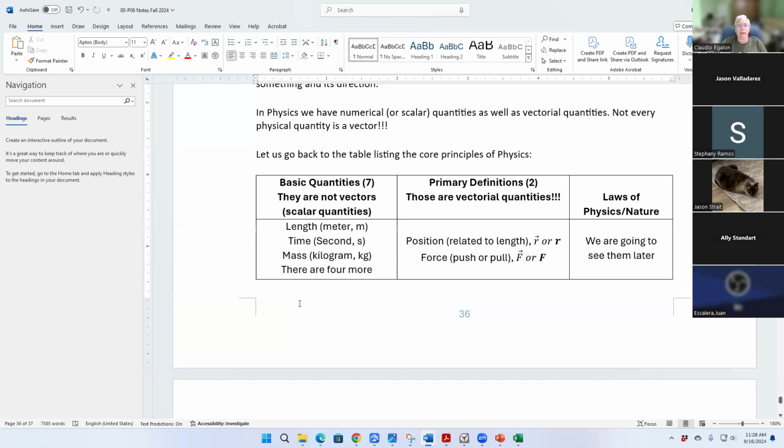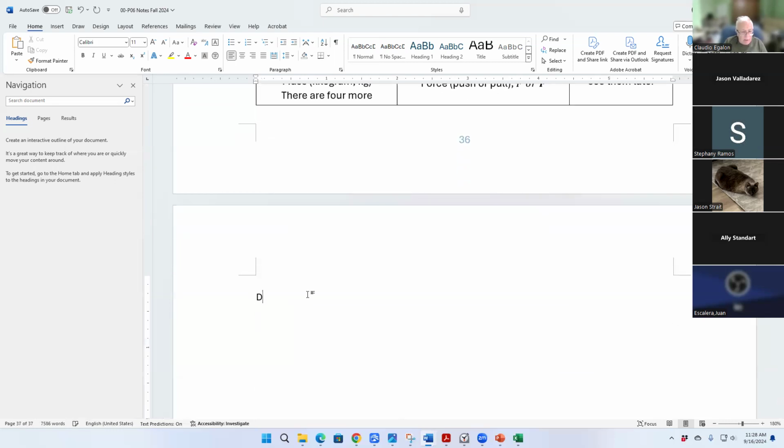Like I mentioned, not every quantity in physics is a vector. We also have scalar quantities. There is a difference between scalar or numerical quantities and vectorial quantities.